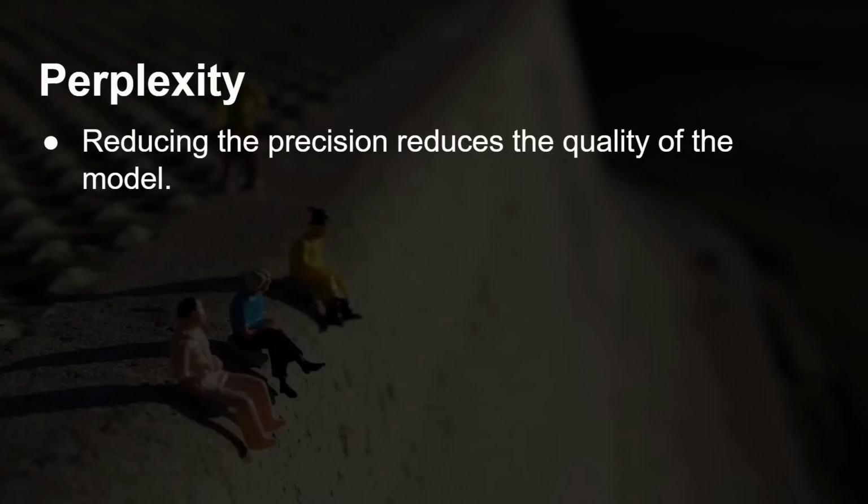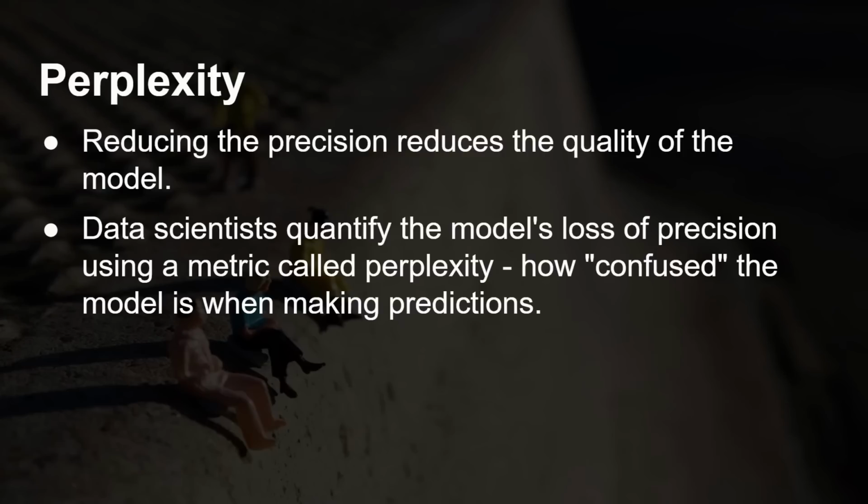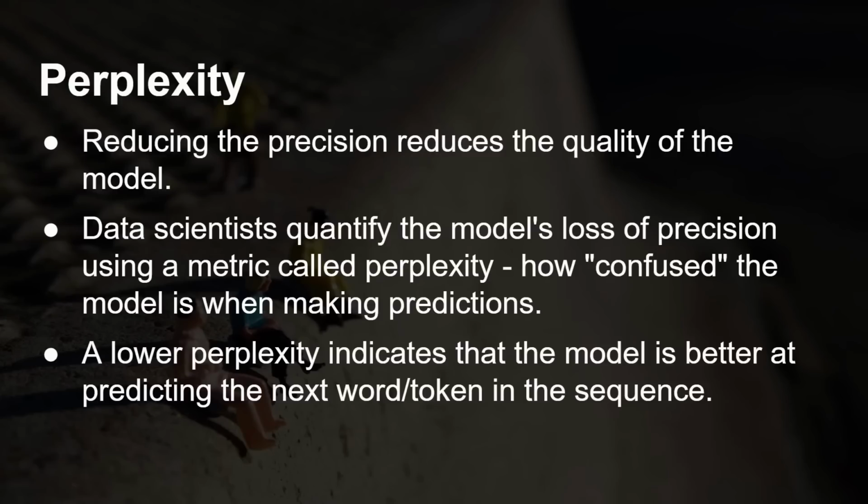Does it still work? Now, reducing the precision does reduce the quality of the model. Absolutely no doubt about that. When I said it was almost 2 o'clock, that's not actually the correct answer. The correct answer is 1:58 and 15 seconds, whatever. So data scientists quantify the model's loss of precision using a metric called perplexity. How confused the model is when making predictions. The lower perplexity indicates the model is better at predicting the next token in the sequence.